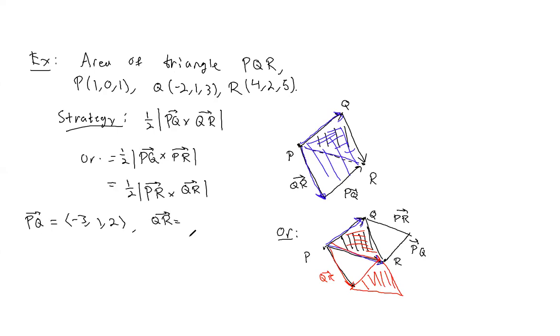And QR, right? The vector QR in this case is going to be 4 minus -2, or 6. 2 minus 1 is 1. 5 minus 3 is 2. So there's our vectors PQ and QR. Just double check that's right. -2 minus 1 is -3. 1 minus 0 is 1. 3 minus 1 is 2. 4 minus -2 is 6. 2 minus 1 is 1. 5 minus 3 is 2.